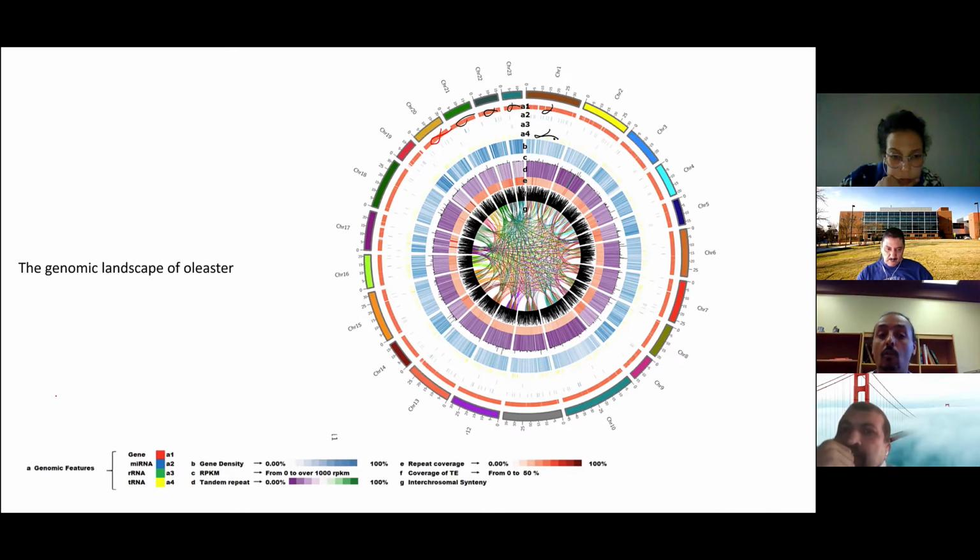RPKM stands for reads per kilobase per million. And this is how you can assess gene expression. When you express a gene and sequence that RNA, the number of reads will give you an idea about whether that gene is upregulated or downregulated. It depends on the condition.